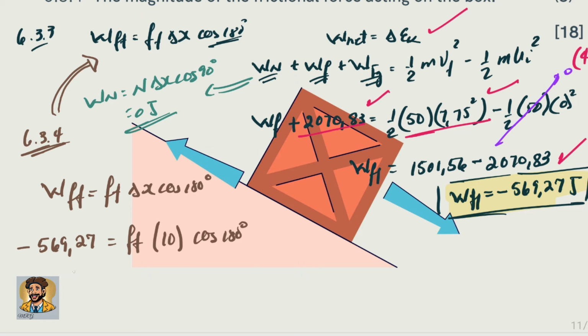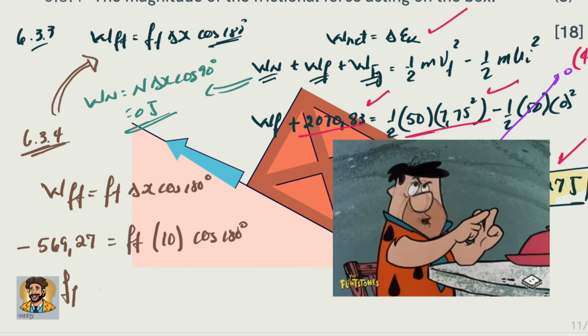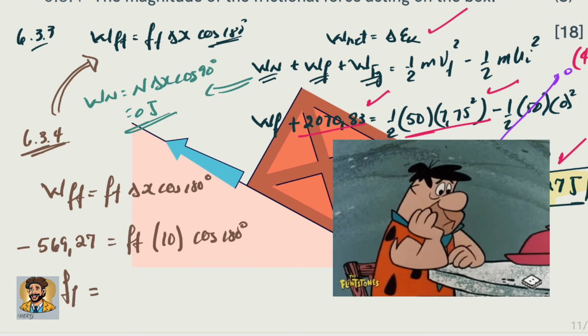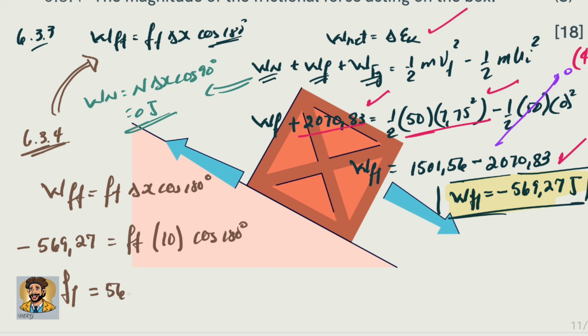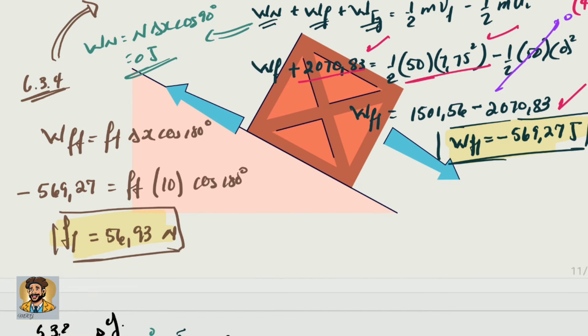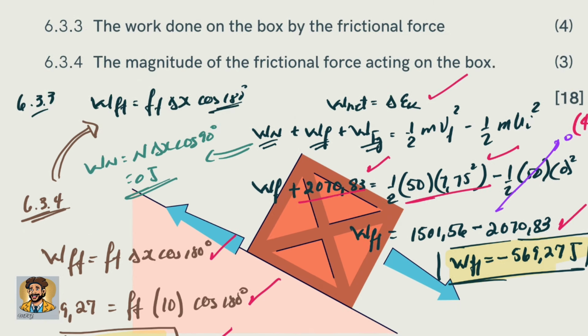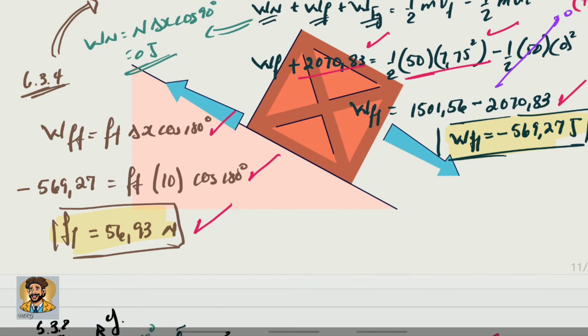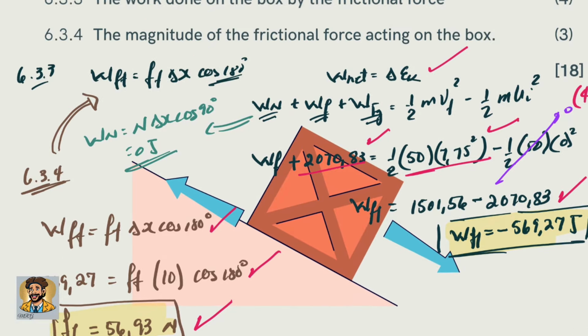Guys, this is simple math. You will get that frictional force is equal to 56.93 newtons. This is the magnitude of the frictional force. If you do that, you get the last 3 marks of this question: 1 for the formula, 1 for the substitution, and 1 for the answer. The question says calculate the magnitude of the frictional force, and this is the magnitude of the frictional force.